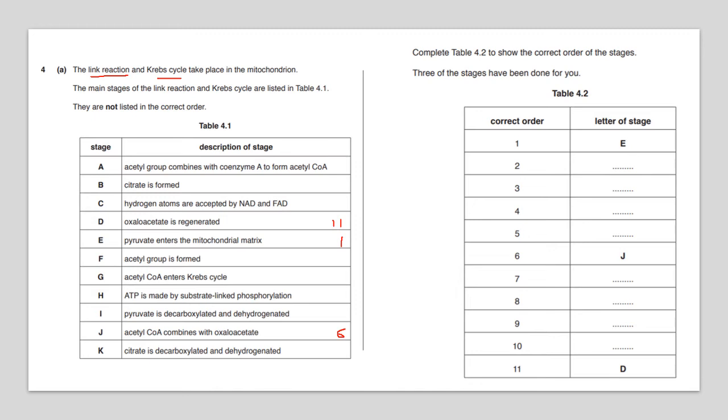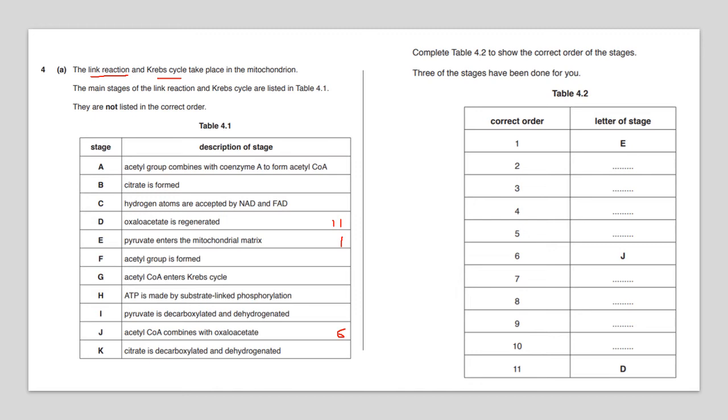So let's see, pyruvate enters the mitochondrial matrix. Now I'm reading from the top. Acetal group combines with coenzyme A to form acetyl-CoA. Can't be too sure. Citrate is formed. This is from the Krebs cycle. Hydrogen atoms are accepted by NAD and FAD. That is from the Krebs cycle. Oxaloacetate is regenerated. We've been told that's even the last step. Acetyl group is formed. Acetyl-CoA enters the Krebs cycle.